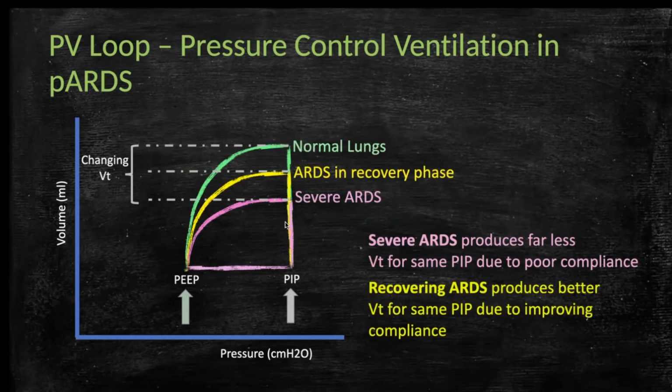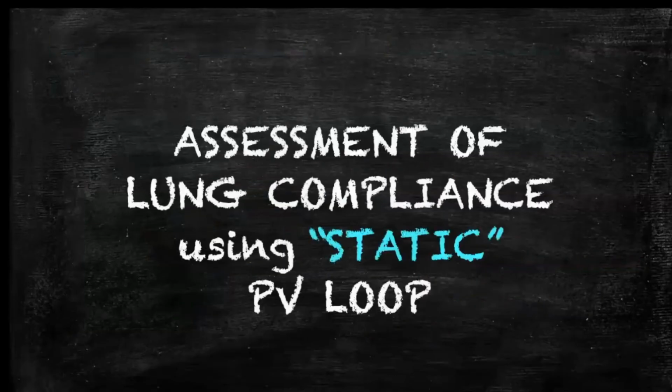So you can assess the compliance in the pressure volume loop, in pressure control and volume control mode, in different ways. In volume control mode, you will see pressure falling. In pressure control mode, you will see tidal volume rising as the compliance improves.